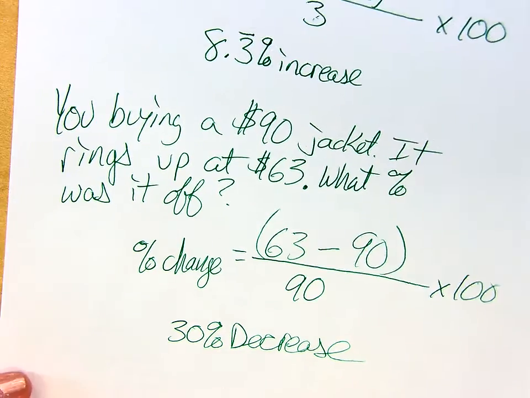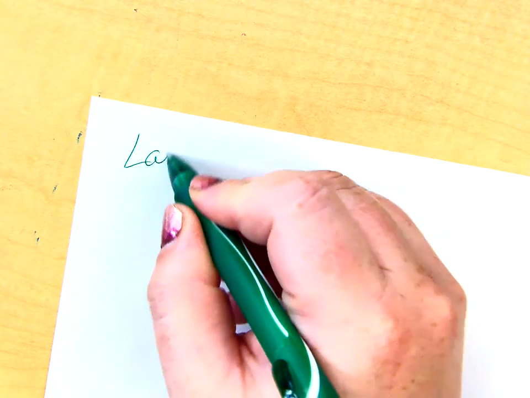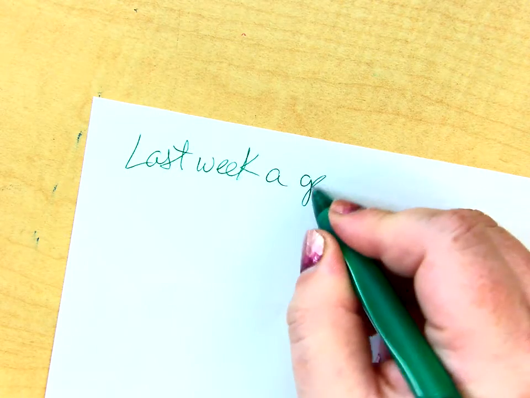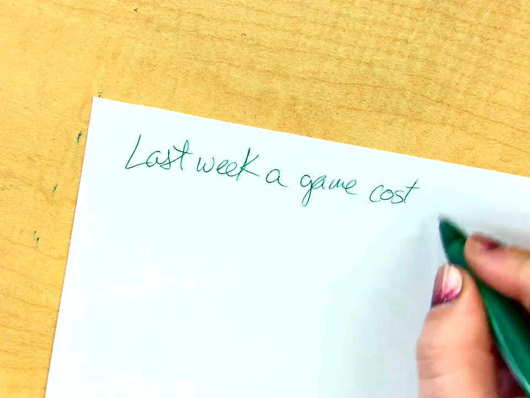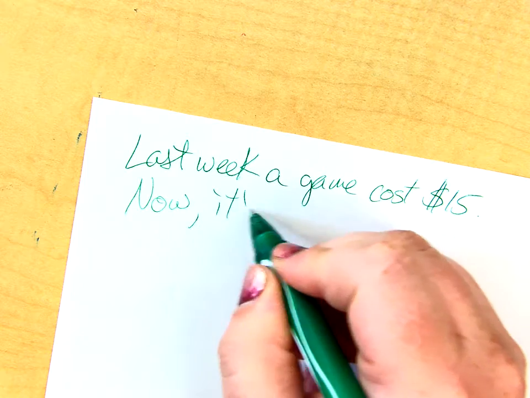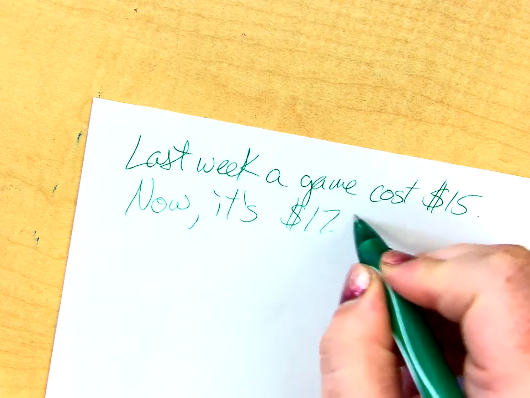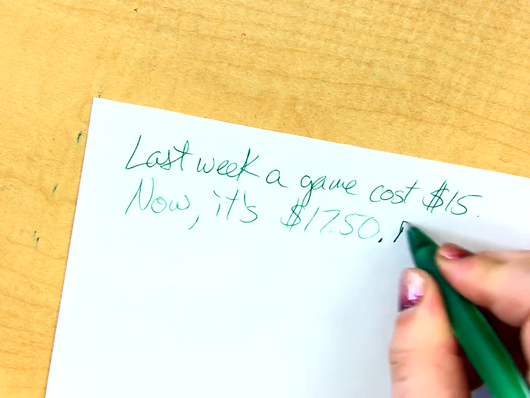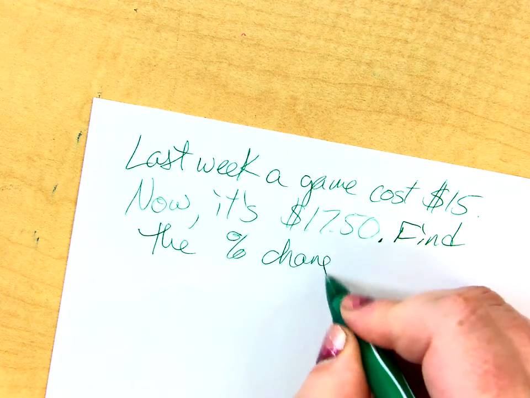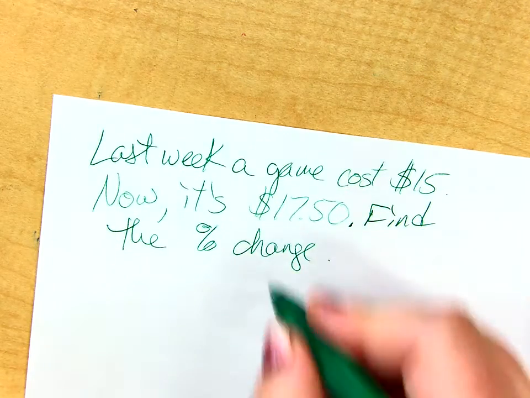Okay, try another one. This one, I'll just give it to you and I'll let you try it without me walking you through it. Let's say last week a game cost $15. Now it's $17.50. Find the percent change. Everyone should be doing this with their notes.